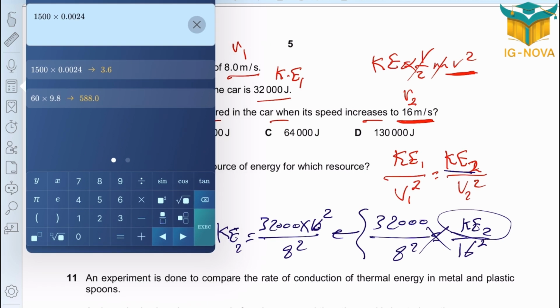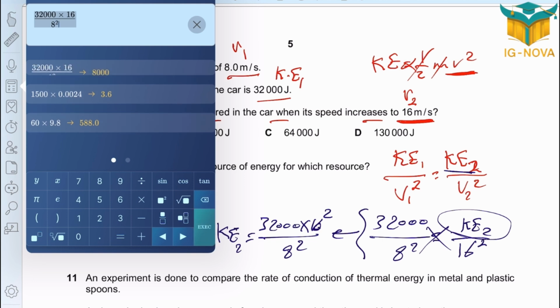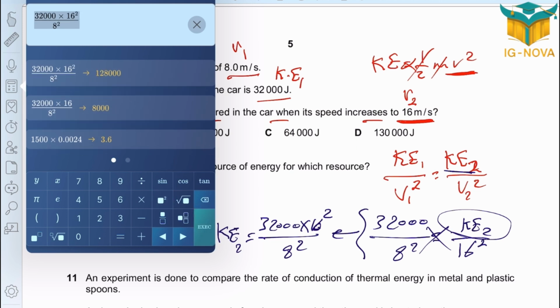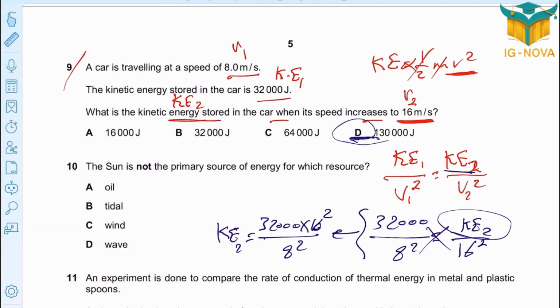Using the calculator, 32,000 times 16 squared over 8 squared. The answer will be 128,000. By rounding, it's 130, which is option D. This is one of the methods we can use.